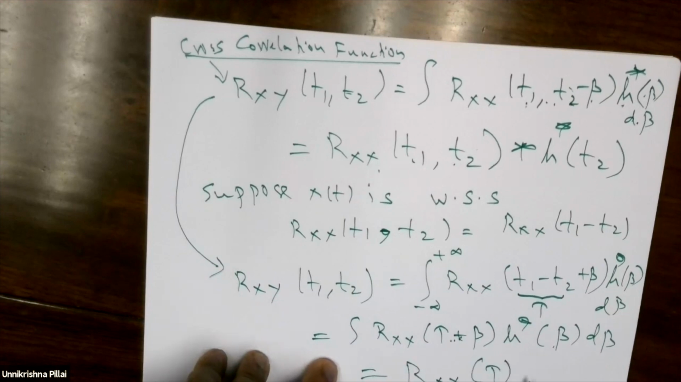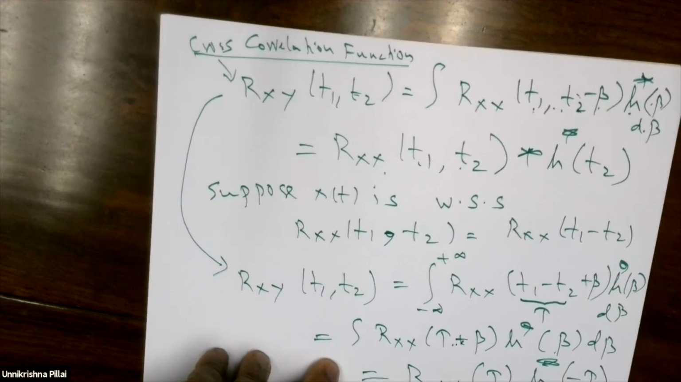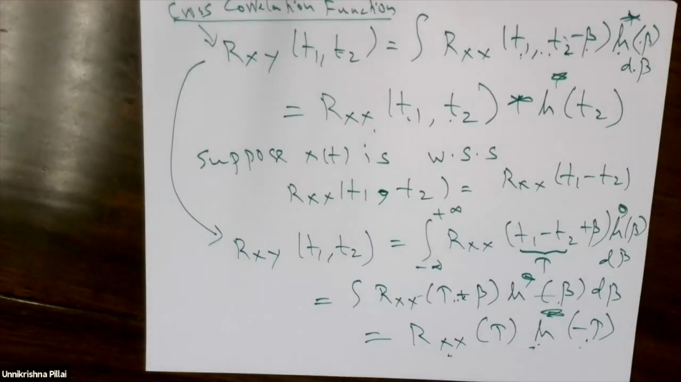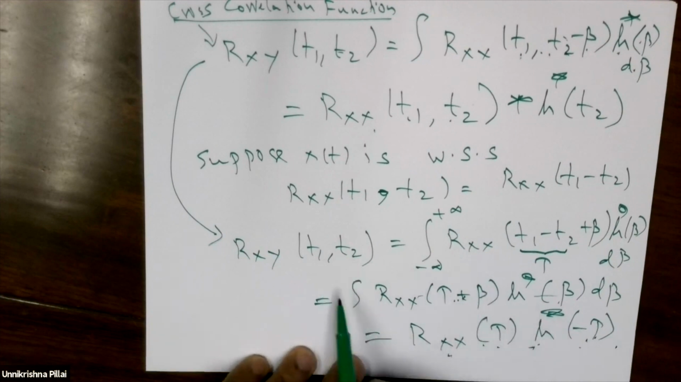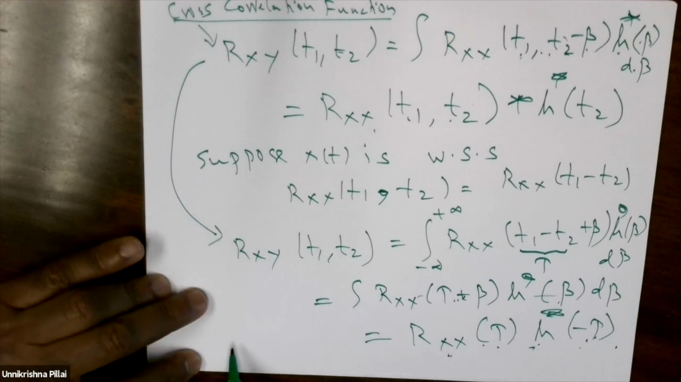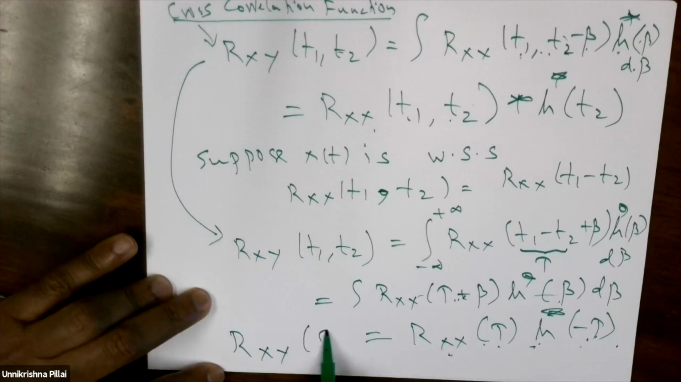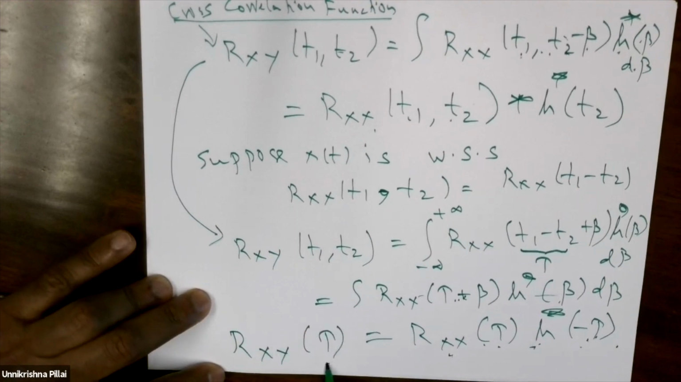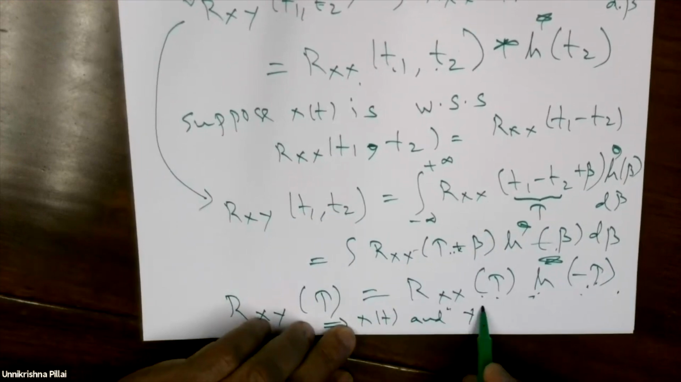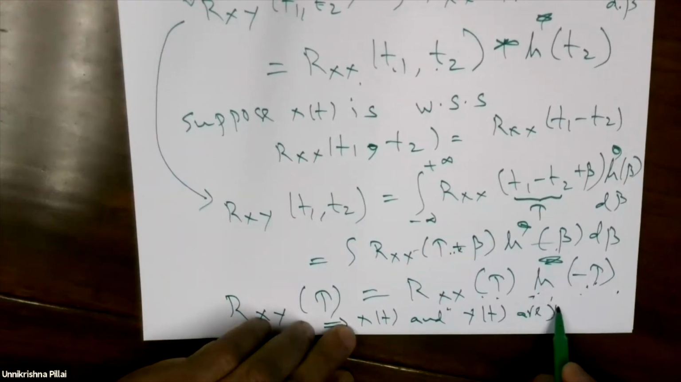So you can write this as, if you do the convolution of Rxx and h star of minus beta, you will precisely get this equation. So what do you conclude here? Look at the right side. You only have a function of tau. There is no t1 and t2 separately. So you can conclude that x and y are jointly white-sense stationary, because at this point I can write this as tau, because there is nothing else here. So this means x of t and y of t are jointly white-sense stationary.